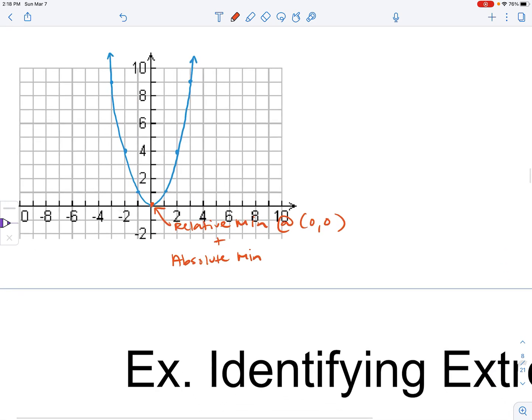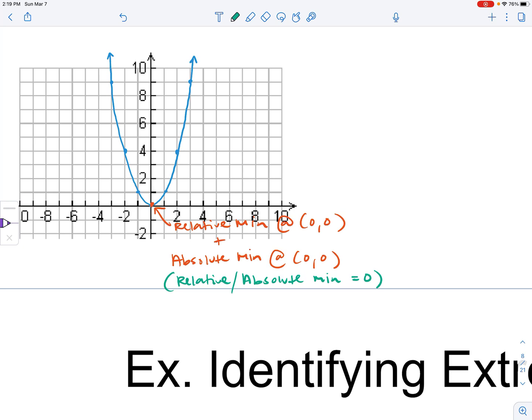Right? Relative min because the graph changes from decreasing to increasing. Absolute min because it's the lowest point on the graph, the smallest y value on the graph. Right? So we can say relative/absolute min is equal to 0. No relative max. Also, no absolute max, right?